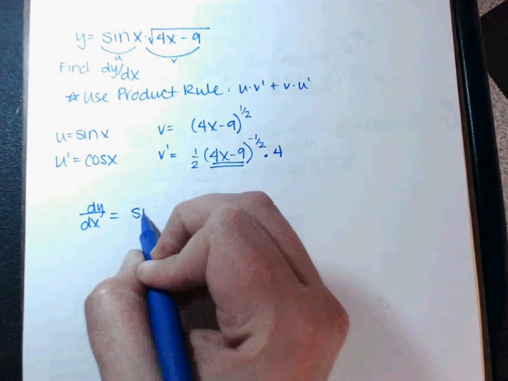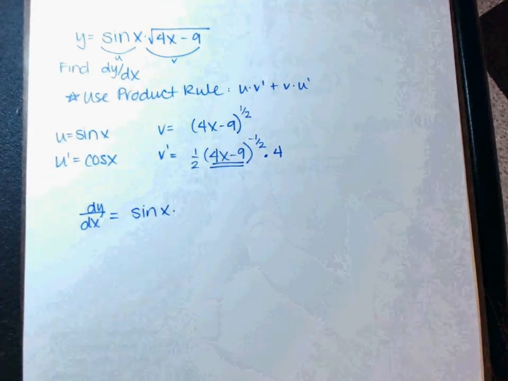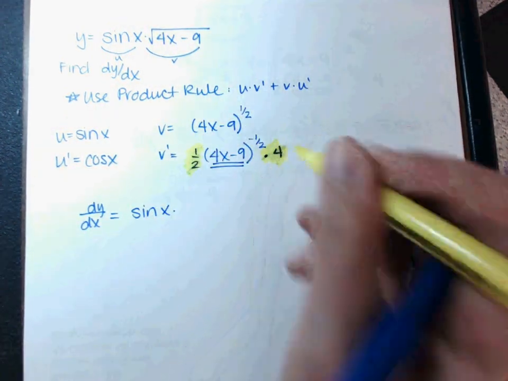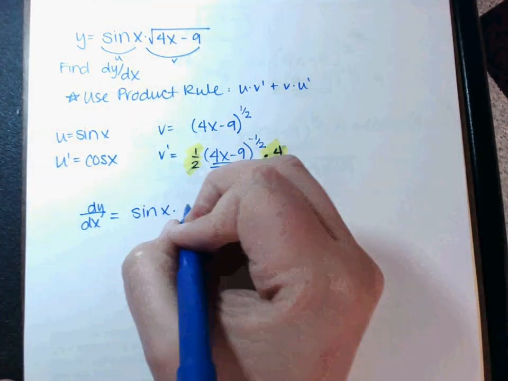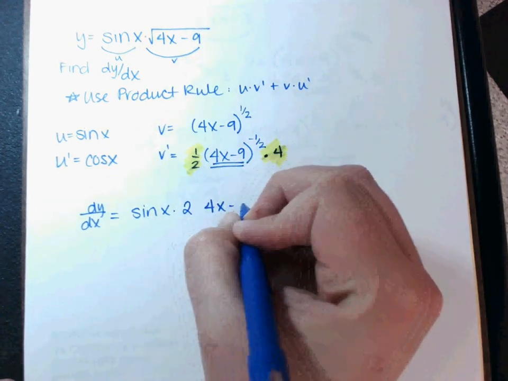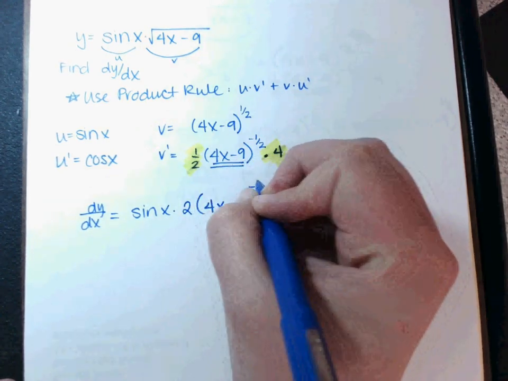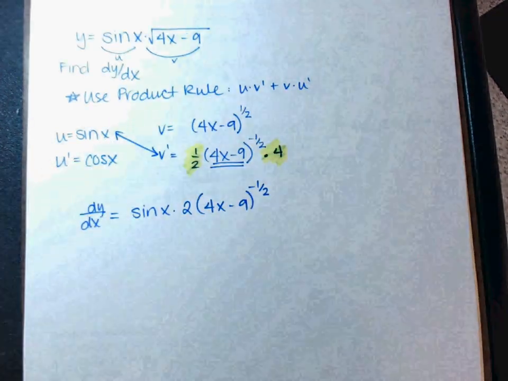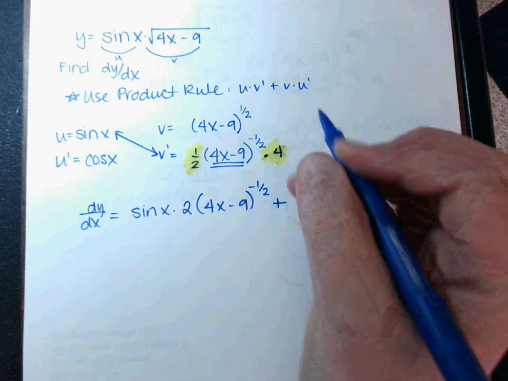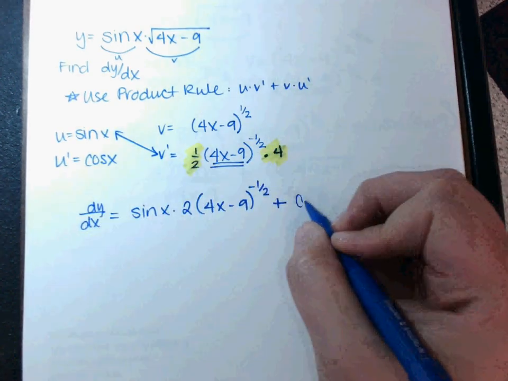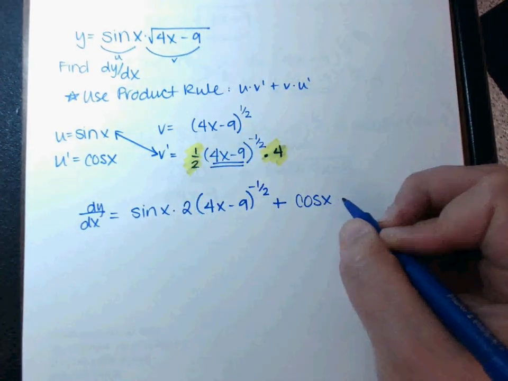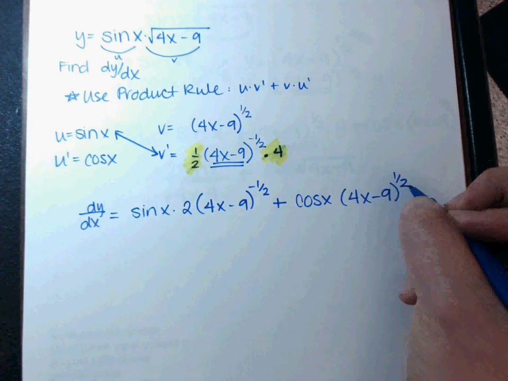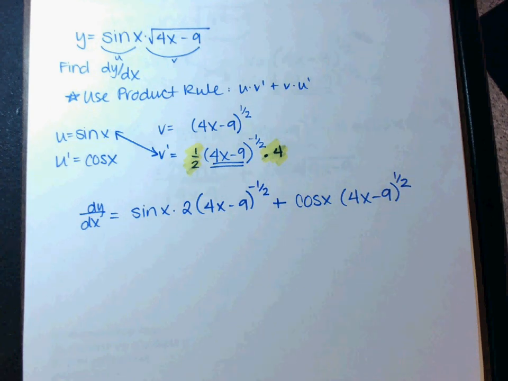So sine x times. Now, are we okay, hopefully, with if this is a 1/2 and this is a 4, I'm going to just go ahead and put a 2. Okay, and then a 4x minus 9 to the negative 1/2. So that's this diagonal here. Okay, then for my second diagonal, remember product rule is a plus in the middle, and then it'd be cosine x here, and then 4x minus 9 to the 1/2.